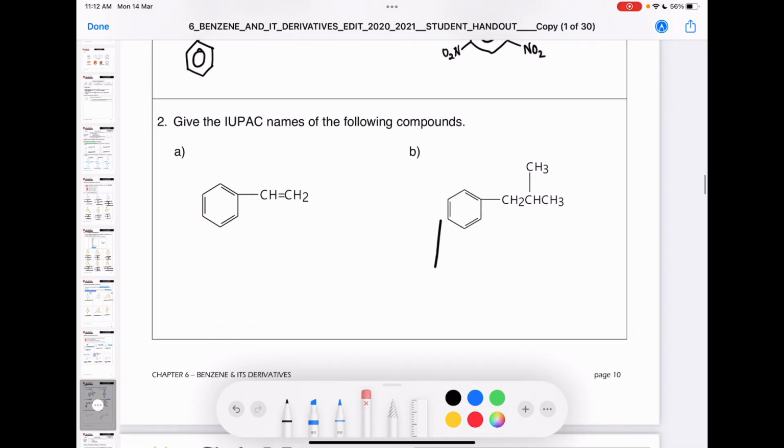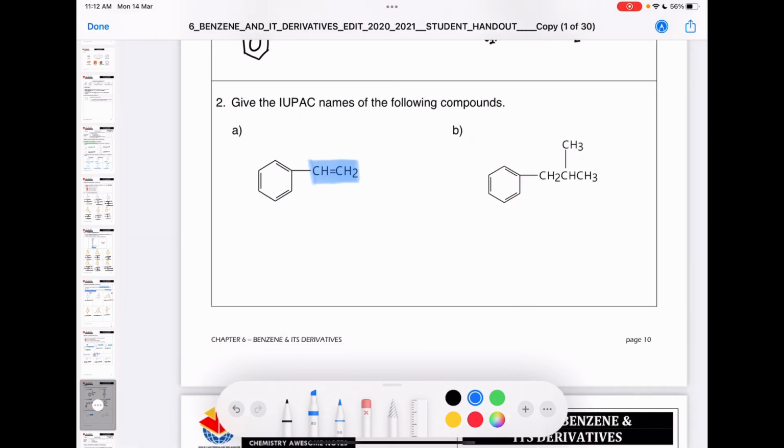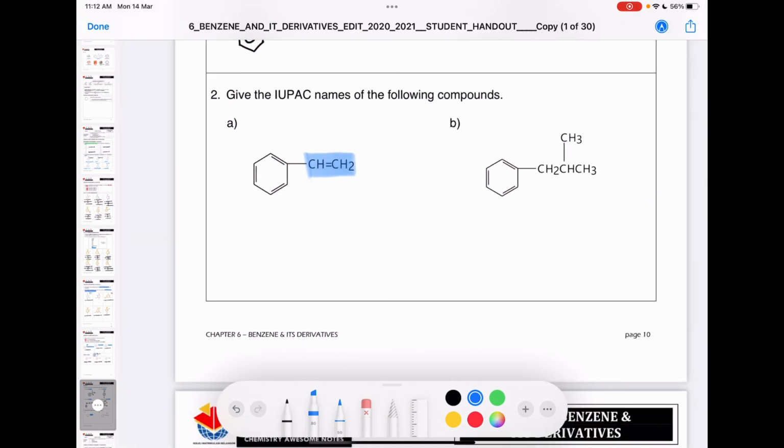Next, give the IUPAC name here. For this 2A, we have two functional groups, so this one will be the parent chain. This is actually ethene. If we give numbering, we get 1, 2. Therefore, we can write 1-phenyl ethene.